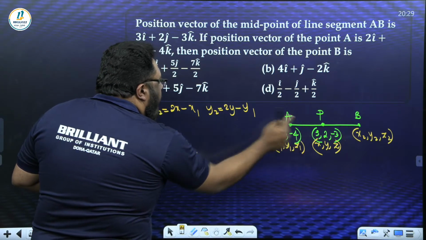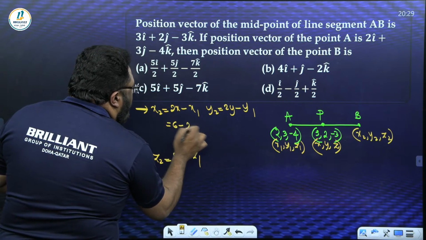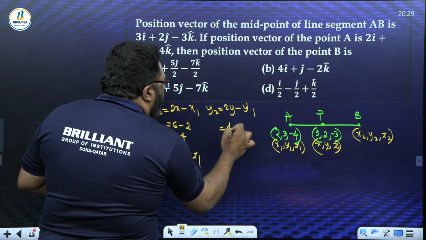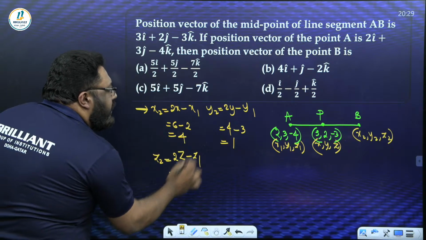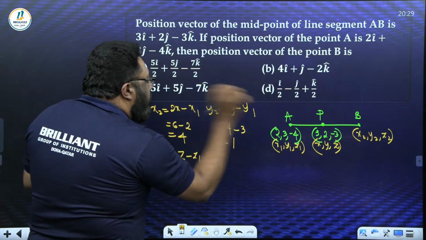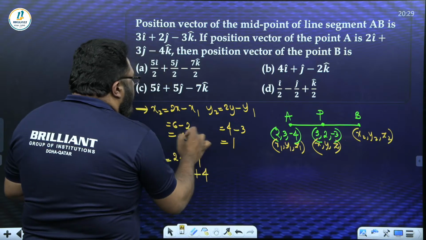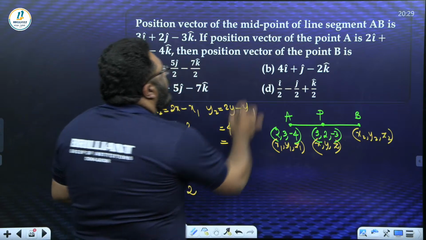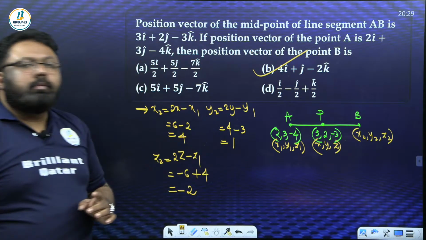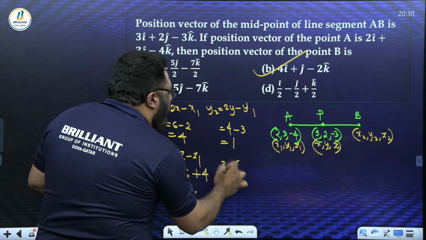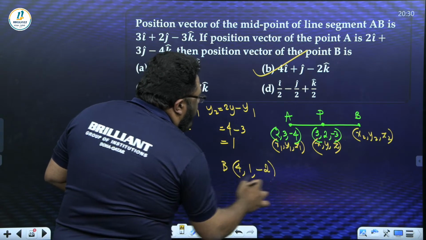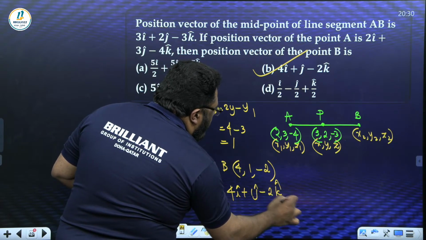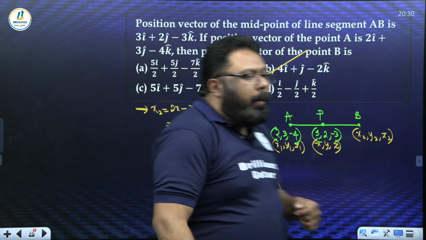So what's 2x? That's 6 minus 2, that is equal to 4. 2y, 4 minus 3, which is equal to 1. 2z is minus 6 plus 4, so minus 2. So 4, 1 and minus 2. Finished. So what is my B? 4, 1, minus 2. If I write in terms of vector, 4i, 1j, minus 2k. That's option B.